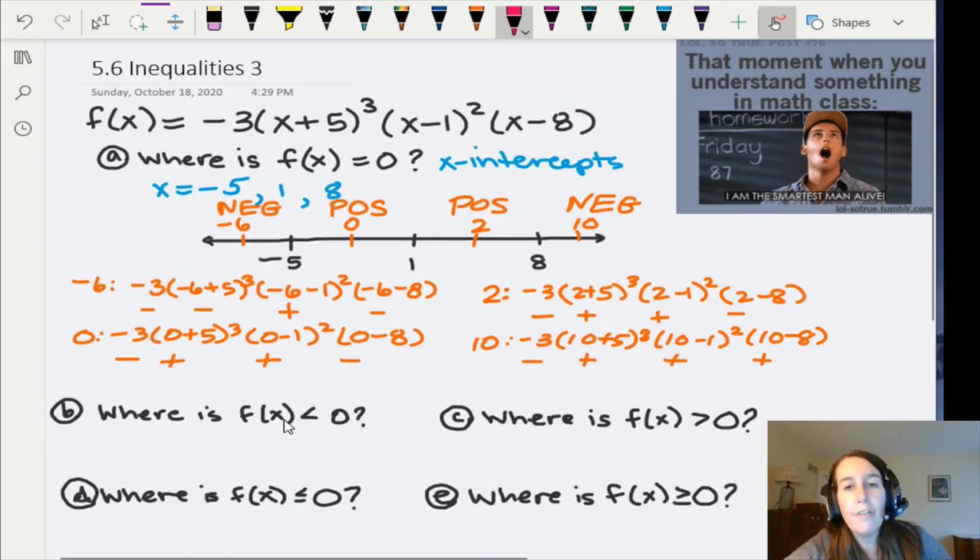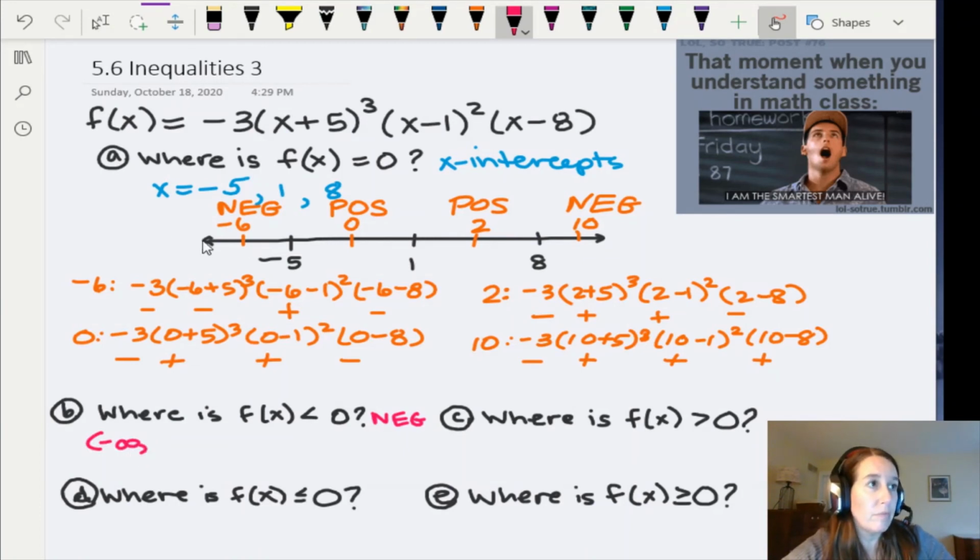Where is f of x less than 0? Well, that is where the sign chart says negative. So that would be negative infinity over to -5. Then it's positive and positive, and then it would be 8 over to infinity.